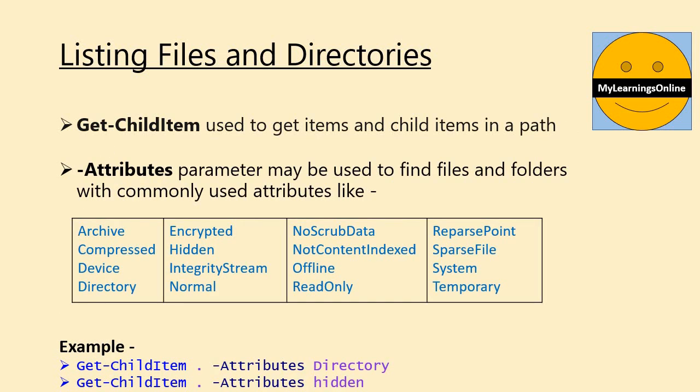The Attributes parameter may be used to find files and folders with common attributes like archive, directory, compressed, hidden, encrypted, read-only, system, etc. In the example, in the first command we are trying to get items with the attribute directory. It means we are trying to list down only directories under the specified path, that is the current directory. In the second command we are trying to list down items which are hidden using the hidden attribute.